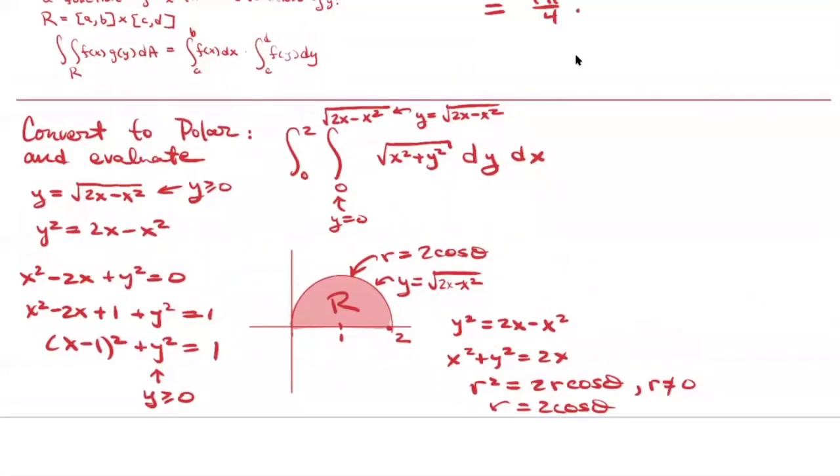Okay, so I think we can evaluate this integral. The dy dx is the dA. Square root of x squared plus y squared, that's just r. So let's see if we can do this. We're integrating r, and then dA, which is another r dr d theta.